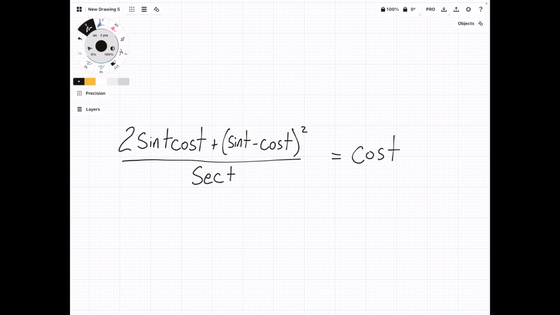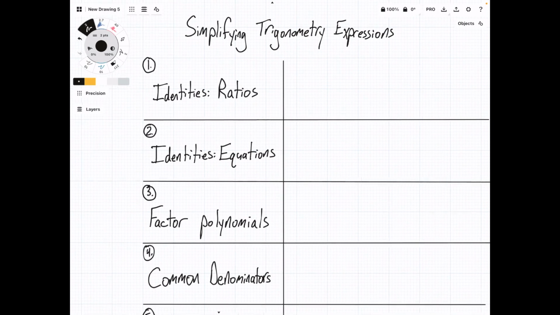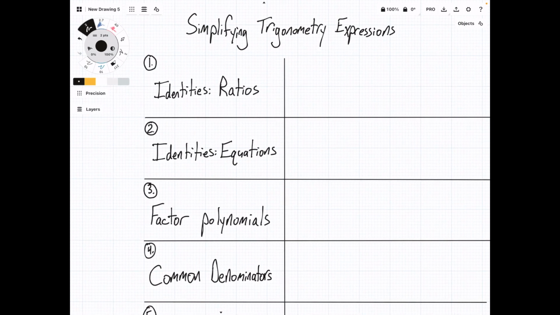And so really, no matter what we're trying to do, this part over here is going to be much easier to deal with. So in this video, we're going to run through some tips on how to simplify trig expressions, and then in the next couple of videos, I'm going to go over a ton of different practice problems and show you how to simplify expressions like these.